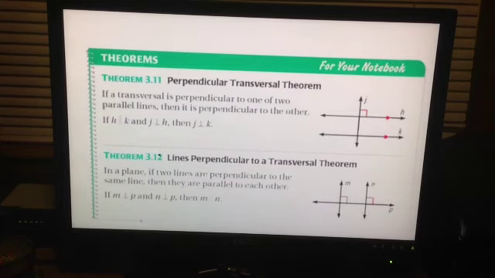The perpendicular transversal theorem is: if a transversal is perpendicular to one of two parallel lines, then it is perpendicular to the other. And the lines perpendicular to a transversal theorem: in a plane, if two lines are perpendicular to the same line, then they are parallel to each other.